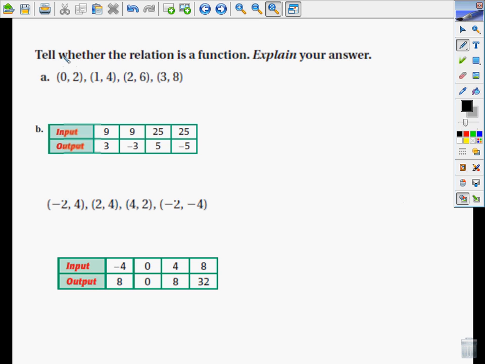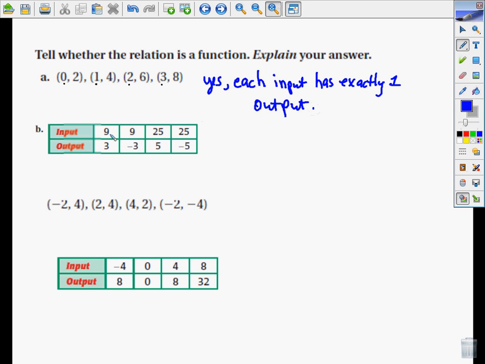Here they want to know whether each relation is a function, and then they want us to explain it. So here I always look to see, do my inputs repeat at all? And if my inputs don't repeat at all, then every input has exactly one output. So yes, each input has exactly one output. That would be our answer.